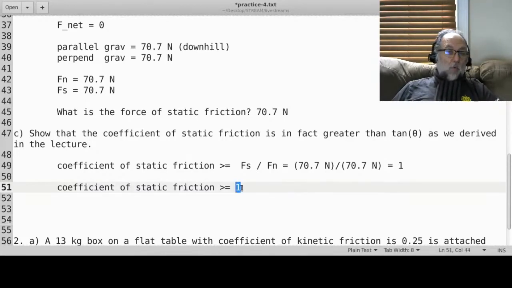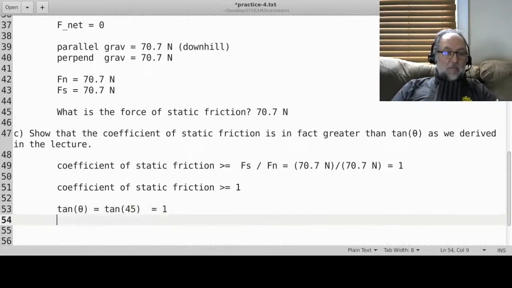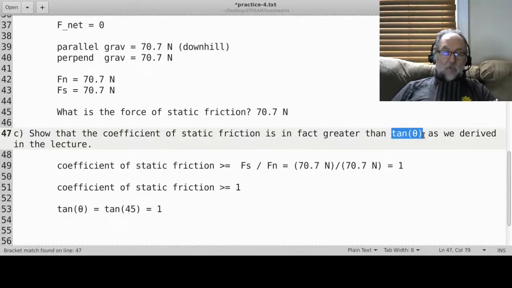Now, this number 1 here, like I said, I proved that it's actually equal to the tangent of theta. And so if you do the tangent of 45 degrees and you plug that into your calculator, sure enough, it turns out to be 1. So this is not new. You can certainly make use of tangent of theta for the coefficient of static friction on an inclined plane with a single box. You can make use of that formula, but this example does illustrate that. Okay, so that completes our first example.